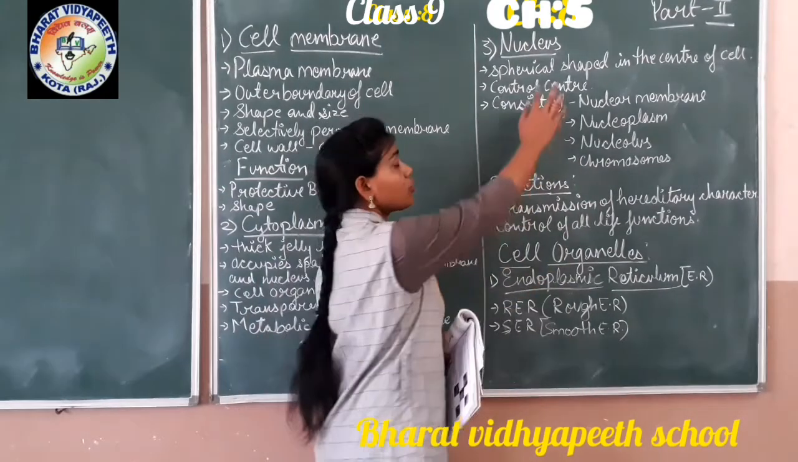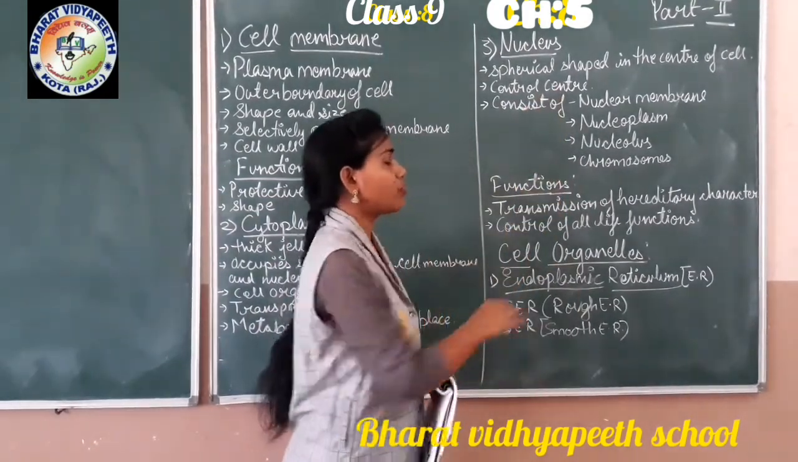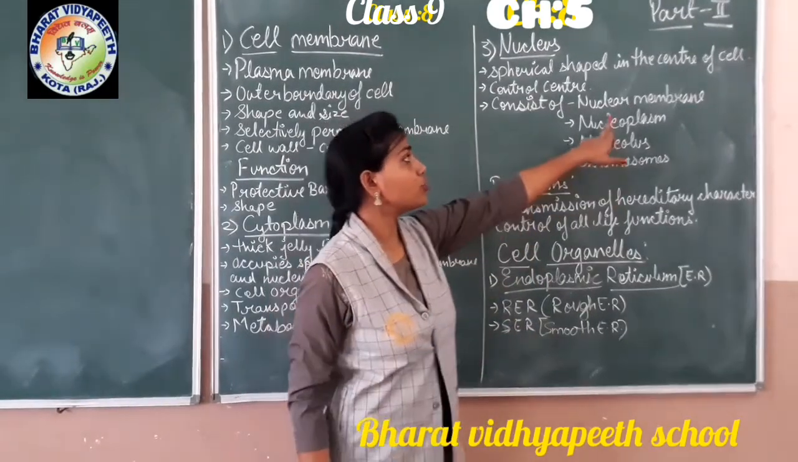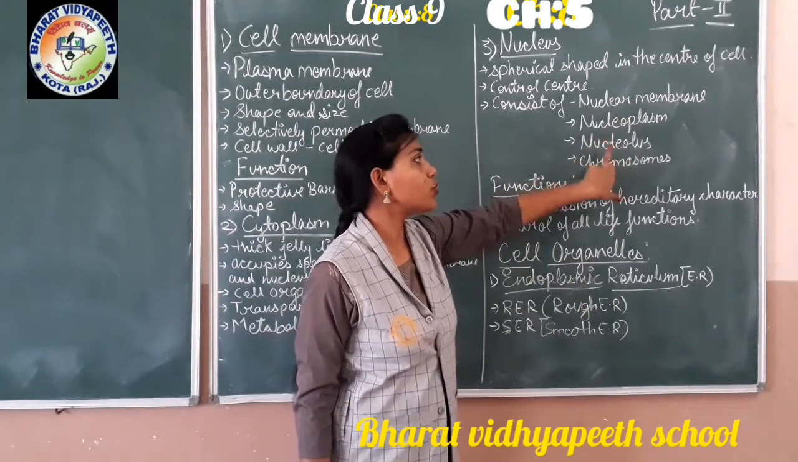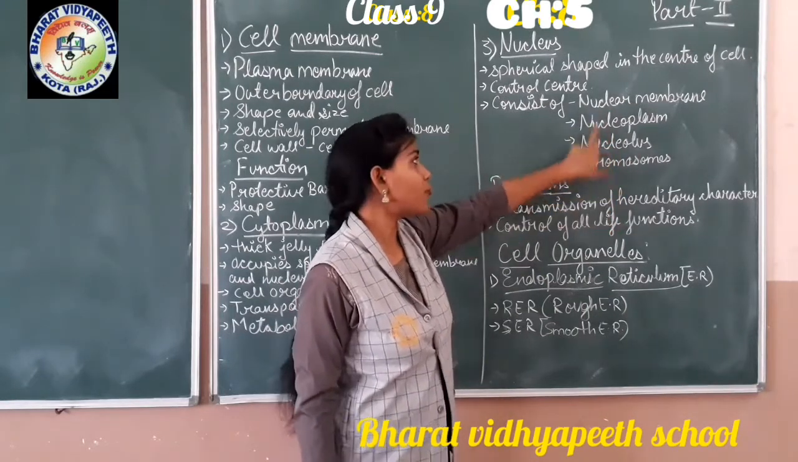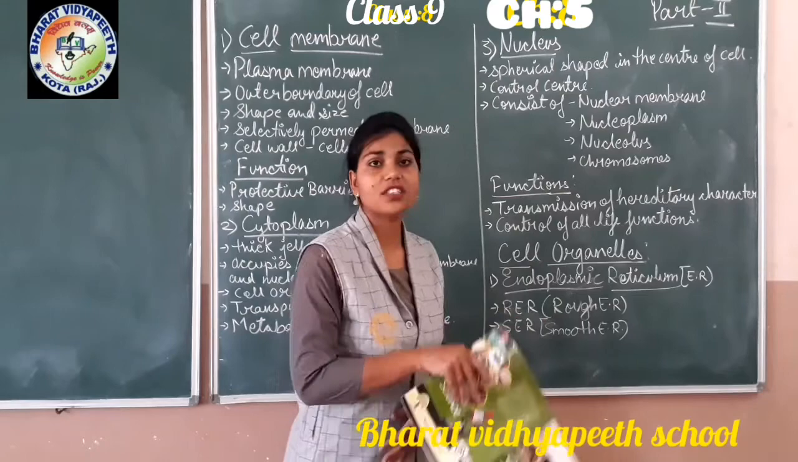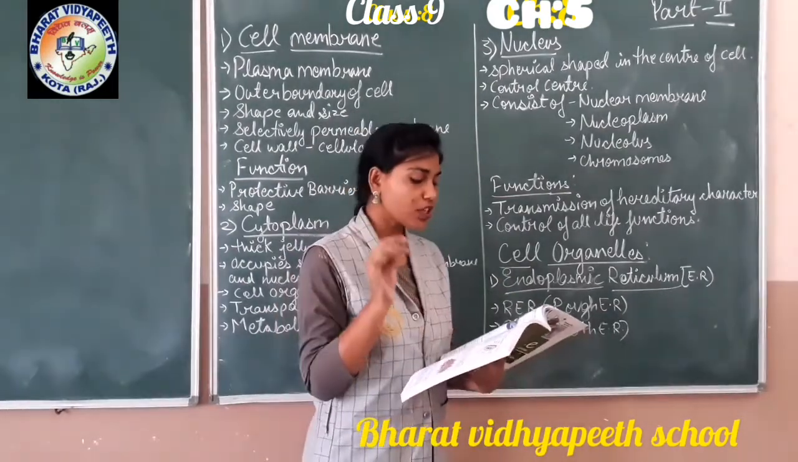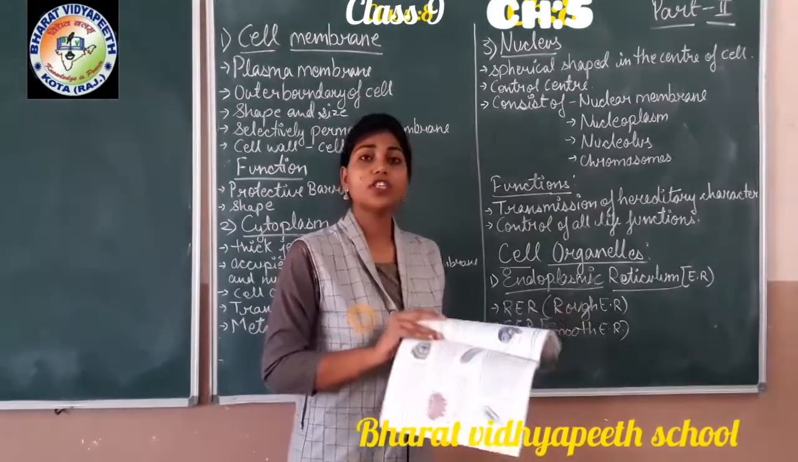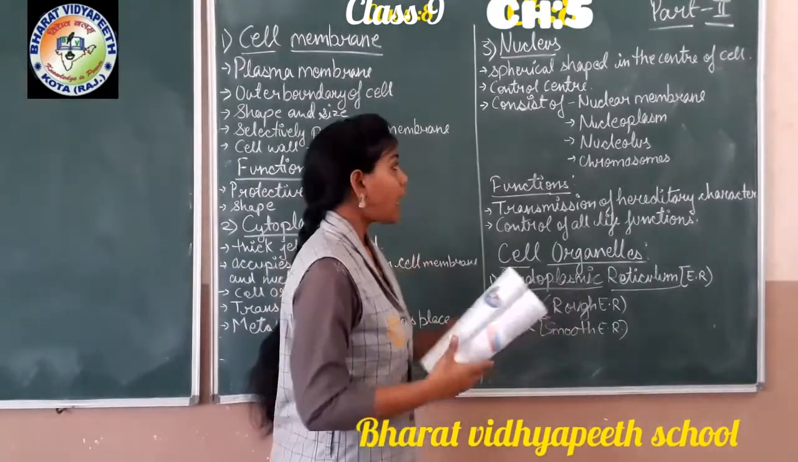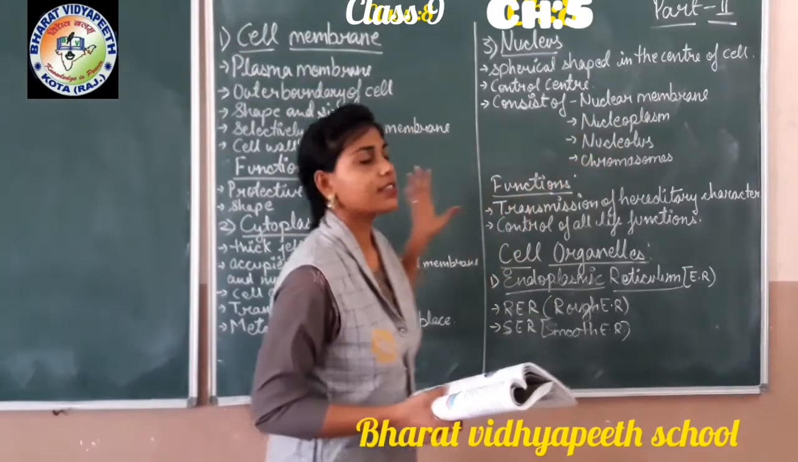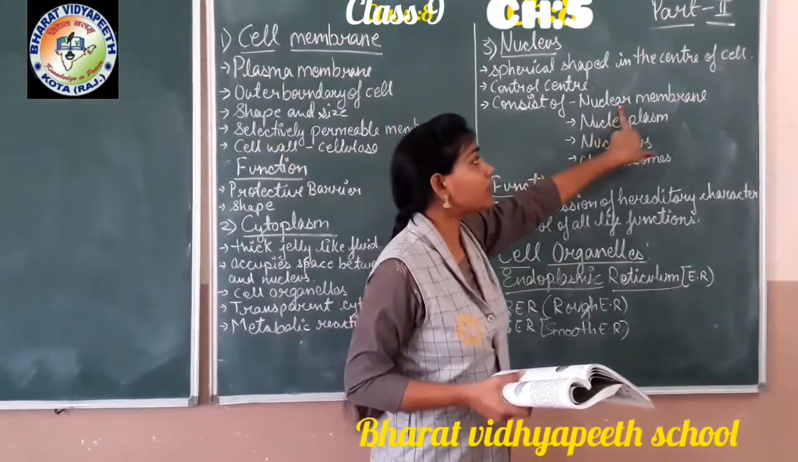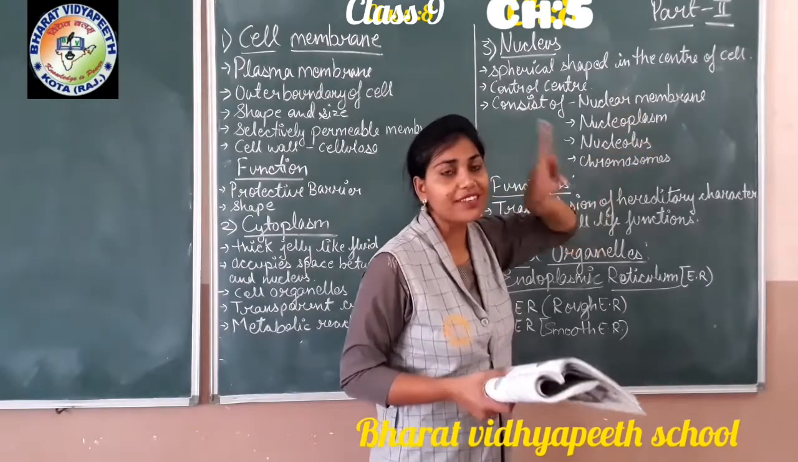The nucleus is mainly made up of four things. Four things are present in the nucleus: the nuclear membrane, nucleoplasm, nucleolus, and chromosomes. First is the nuclear membrane. The nuclear membrane is the outer covering of the nucleus. Like the outer covering of the cell is known as the cell membrane, the outer covering of the nucleus is known as the nuclear membrane.